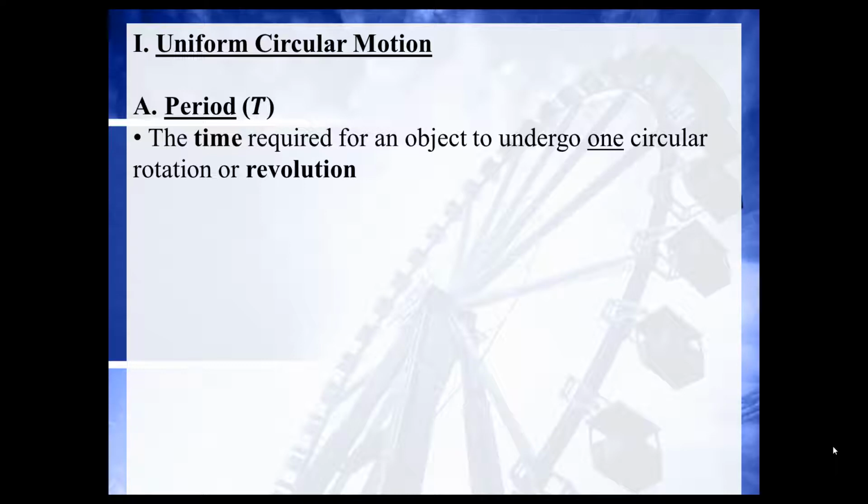In the background of the PowerPoint, I have an image of a Ferris wheel. And in terms of what the period for a Ferris wheel would be, say, for example, you got on at the bottom of the Ferris wheel, and then that Ferris wheel went around in a circle one time so that you're back to where you started from. The time required for you to go around in that circle one time is what we call the period.